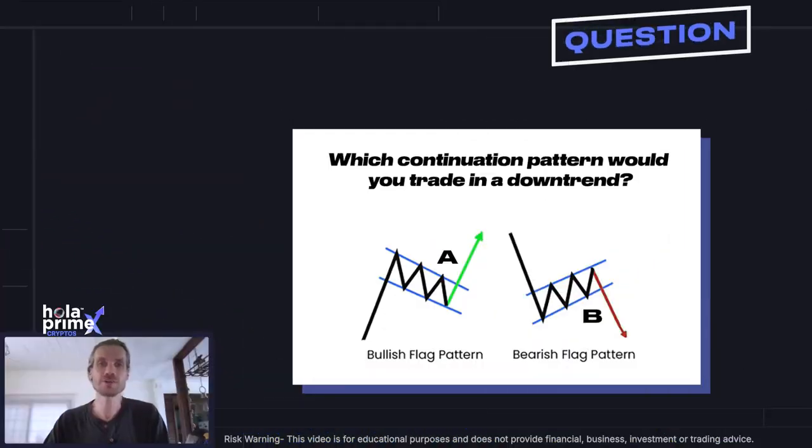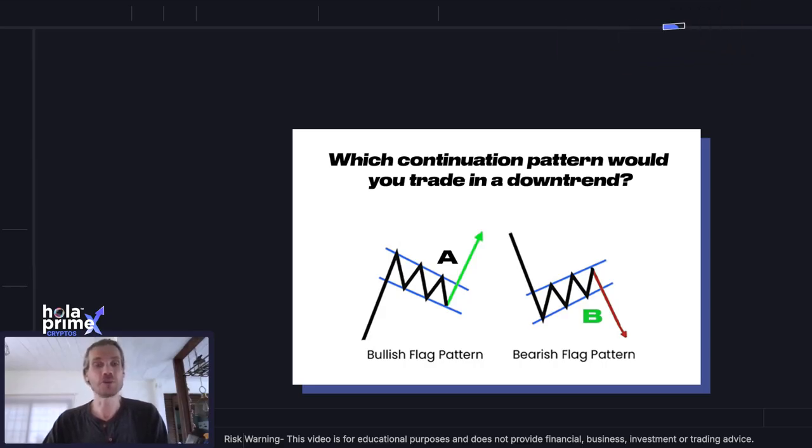So which continuation pattern would you trade in a downtrend? We looked at a uptrend today, but what would you trade in a downtrend? The answer is B. This is a bear flag, the complete inverse of the bull flag, and you can trade this in exactly the same way for a downtrend as you would trade a bull flag for an uptrend.